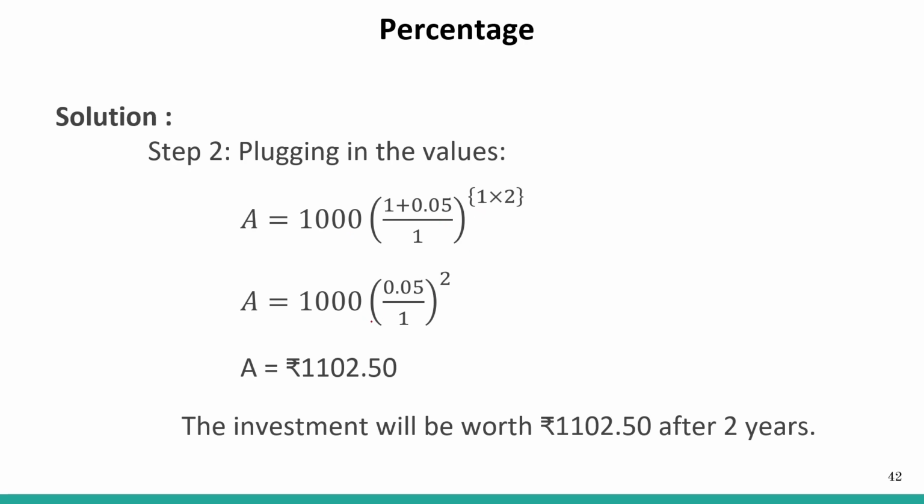Plugging in the values, we get 1000 into (1 plus 0.05) whole power 2. So it will be equal to 1000 into 1.05 squared, which is 1000 into 1.1025. So this will be equal to 1025. Multiply by 1000.